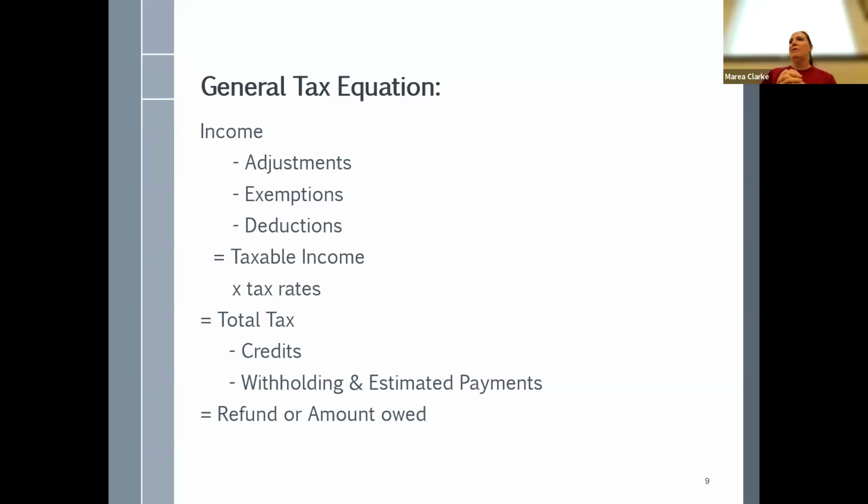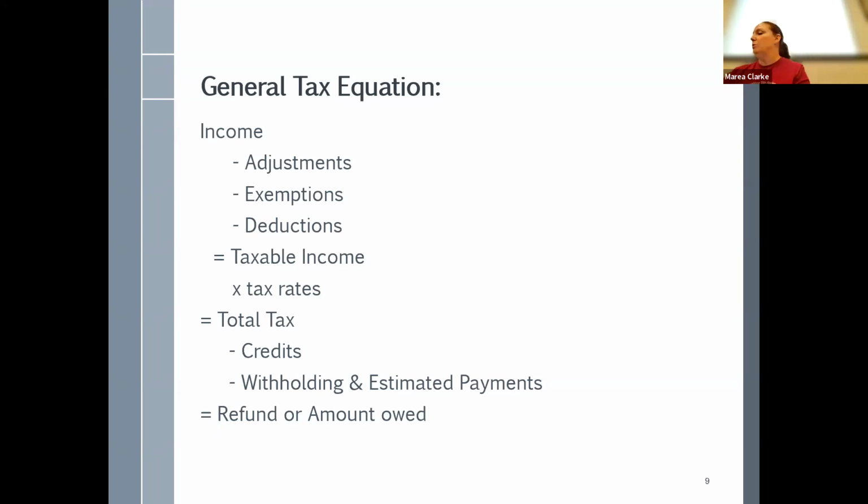All right, we start with income. Subtract adjustments, exemptions, and deductions to get taxable income. We take that times our tax rate to find our total tax. We subtract our credits, we subtract any withholding and estimated payments, and we find out if today is a good day or a bad day. Do we get a refund or do we owe money?